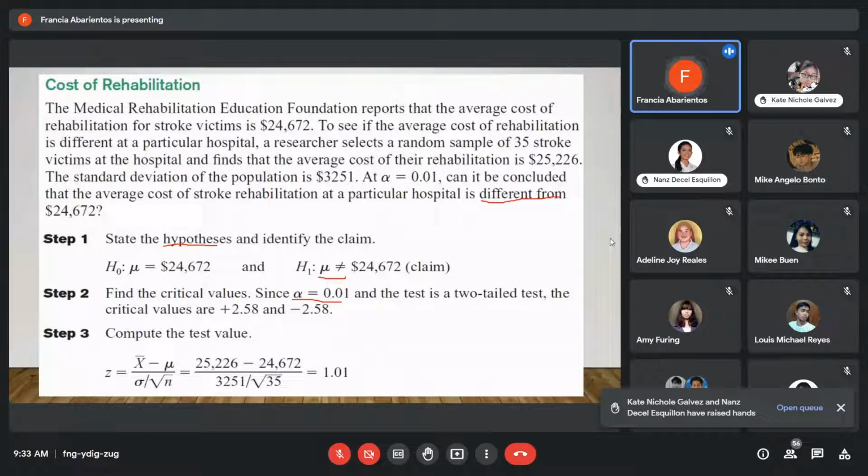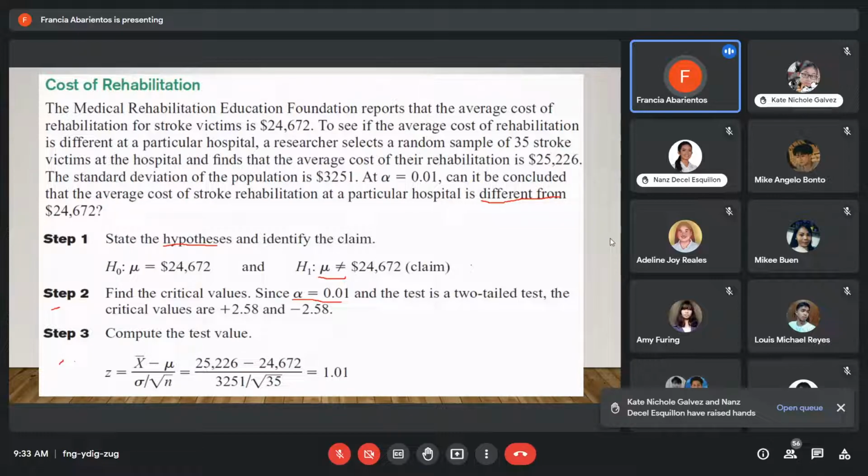Pag mali na class yung pag-identify mo ng claim, if you are wrong in identifying your claim, therefore, mamamali na tayo doon. Okay? Mamamali na yung step 2 natin. I mean, hindi pa naman sa step 2 or sa step 3. Yes. Yung step 2 pa lang class, mamamali na tayo. Pero sa step 3, pwede pang makuha. But in making your decision or making your conclusion, maapektuhan niya. Okay? So, we find out the critical values.